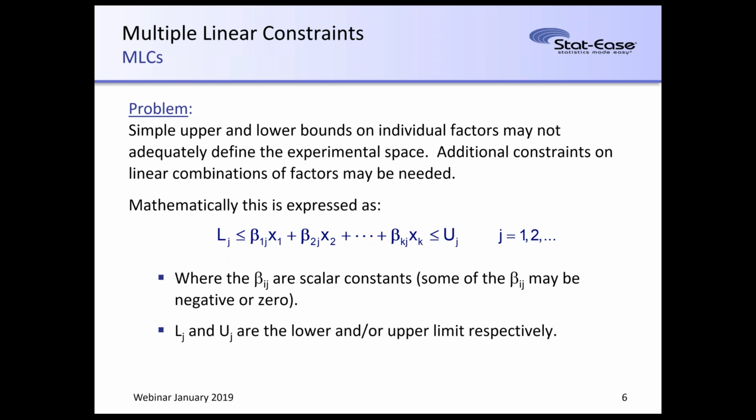So a linear constraint is just like the name involves. Instead of having a low value and a high value on a single factor, which is where we start, we have a low value and a high value on a linear combination of the factors, where these coefficients are scalars, and we have a linear equation involving some or all of the inputs.